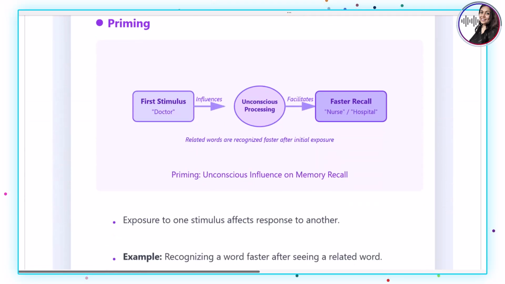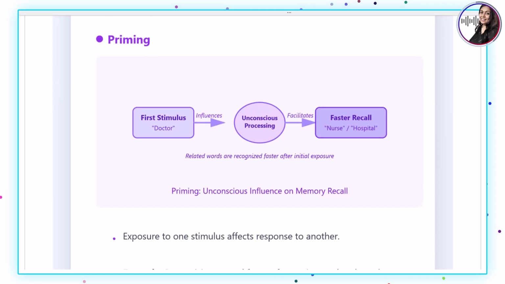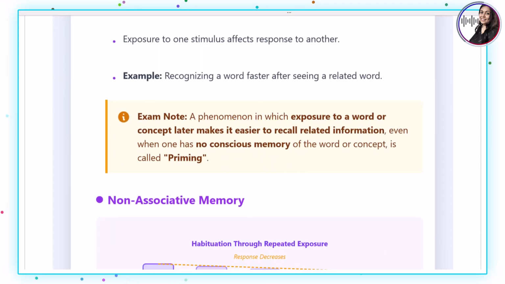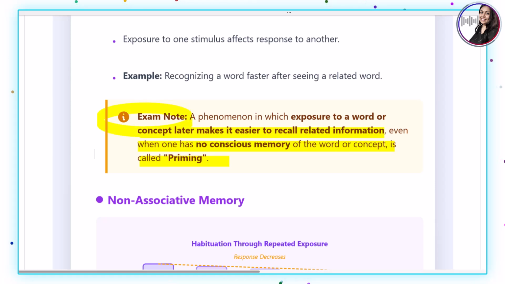Next comes priming, a subtle yet powerful memory process. Priming occurs when exposure to one stimulus influences the response to another related stimulus. For example, recognizing a word faster after seeing a related word earlier demonstrates priming. In exam terms, priming is defined as a phenomenon where prior exposure to a word or concept makes it easier to recall related information even without conscious awareness. This precise definition has been asked in exams, making priming a high-yield concept.